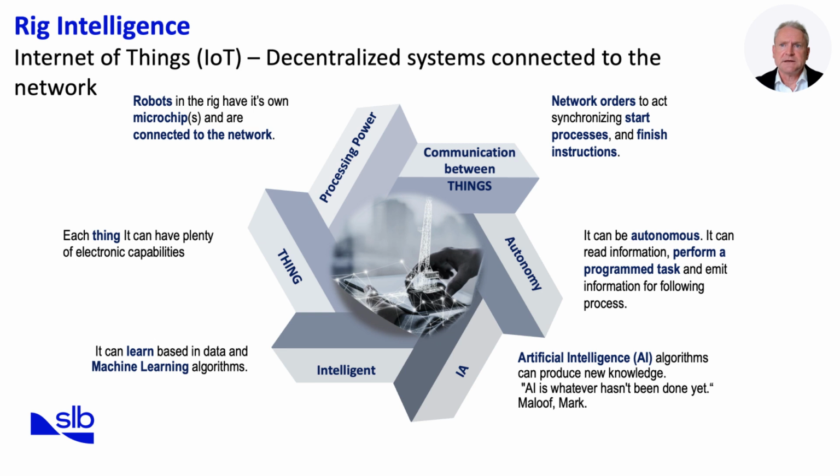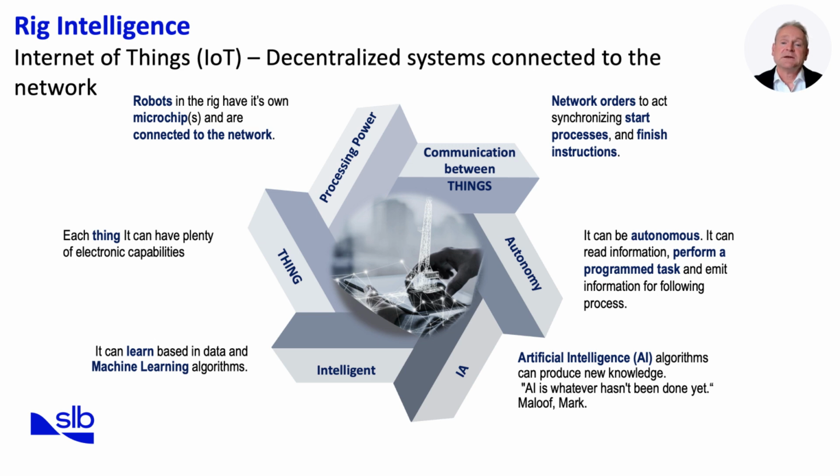The next element is autonomy. Connected devices are capable of executing programmed tasks independently. They can read incoming information, perform an action such as adjusting pump flow or stopping tripping, and then transmit the result to the next system in the workflow. Artificial intelligence builds on this by applying algorithms to data streams, detecting patterns, and producing new knowledge. This is where automation transitions from following instructions to learning and optimizing.